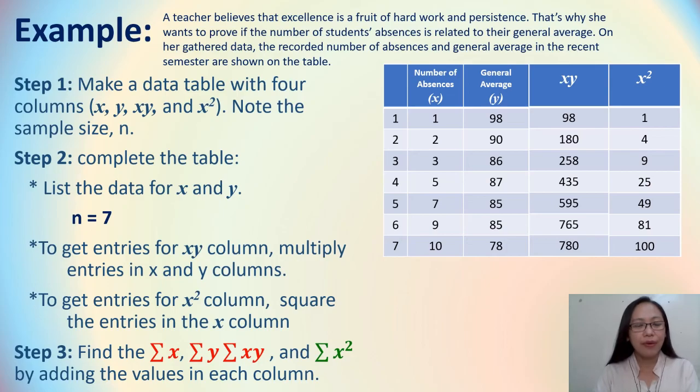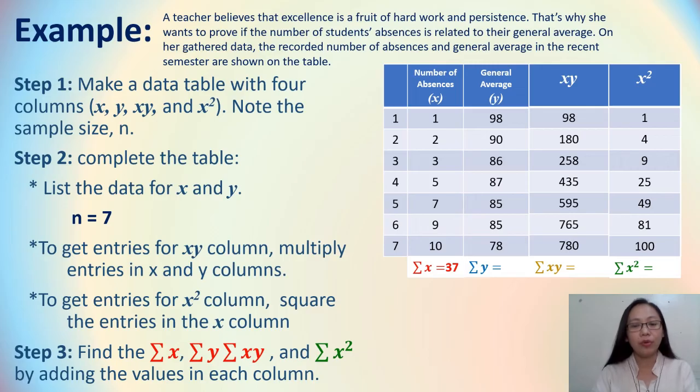And then the third step, we find the summation of x, summation of y, summation of xy, and summation of x squared by adding the values in each column. So there you have their summations. We add the entries for each column. For summation of x here, we will add 1 plus 2 plus 3 plus 5 plus 7 plus 9 plus 10.